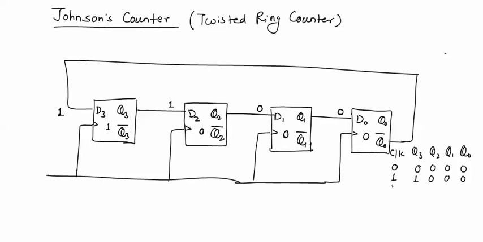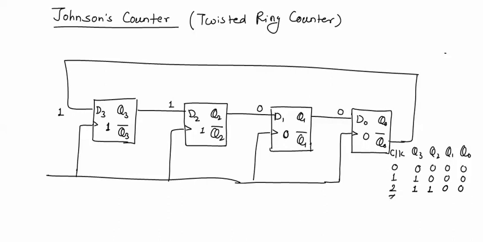Now when the second clock pulse is applied, all the inputs will be stored in the D flip-flops. This logic 1 will be stored in this flip-flop, and this logic 1 will be stored in this flip-flop, and the rest of the two D flip-flops will be storing logic 0. So after the second clock pulse, the data will be 1 1 0 0.